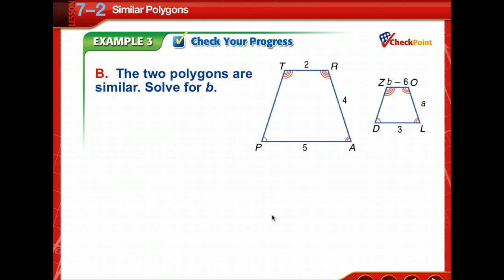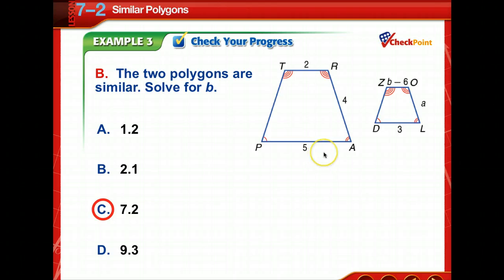Okay, try another one. This time solve for B, so pause for a moment. Okay, so we're looking for B. So B minus 6 is to 2 as 3 is to 5. I ended up with 5B minus 30 equals 6. Solving for B, 7.2.